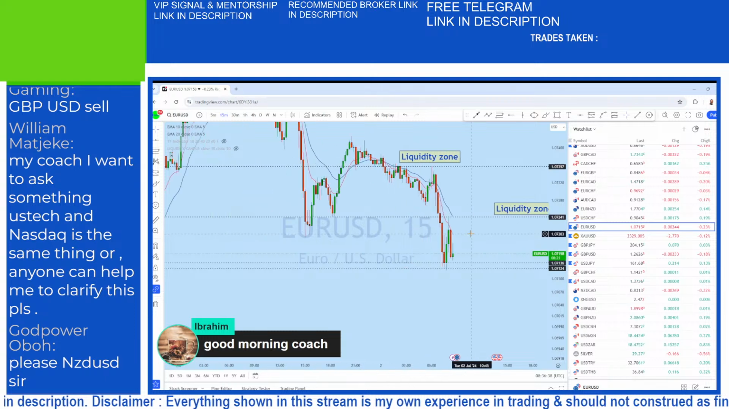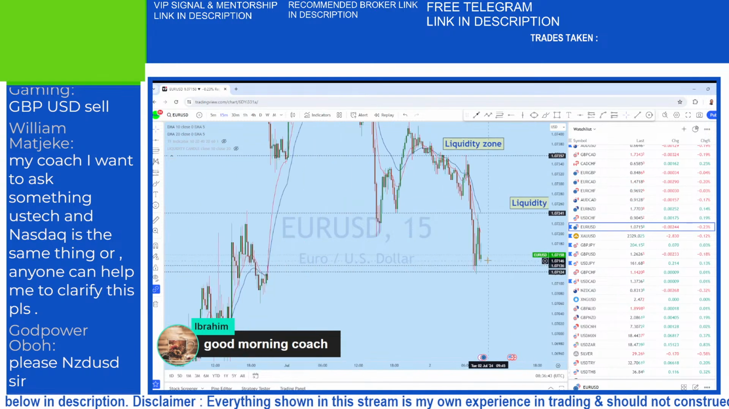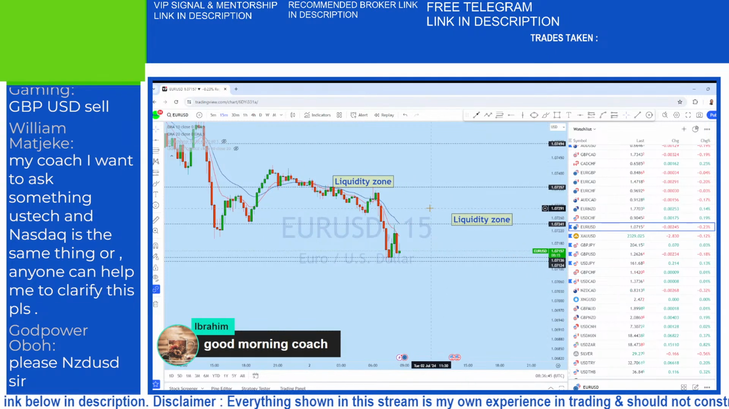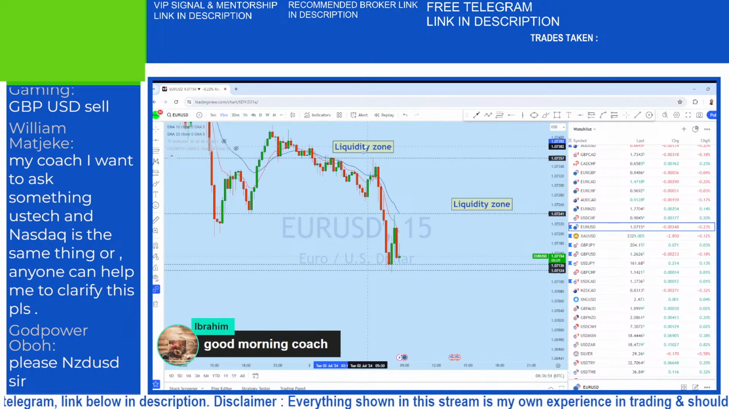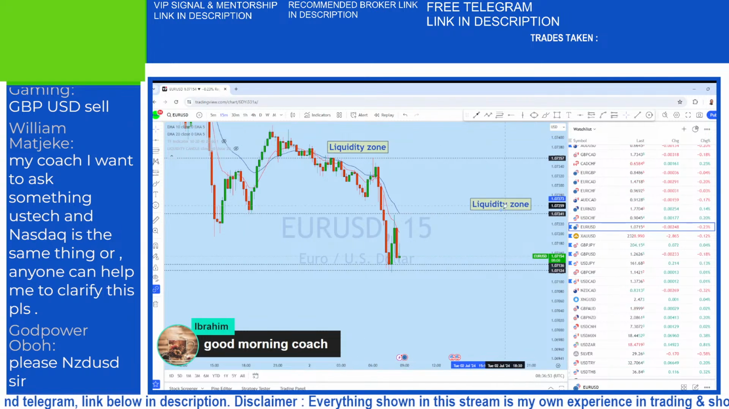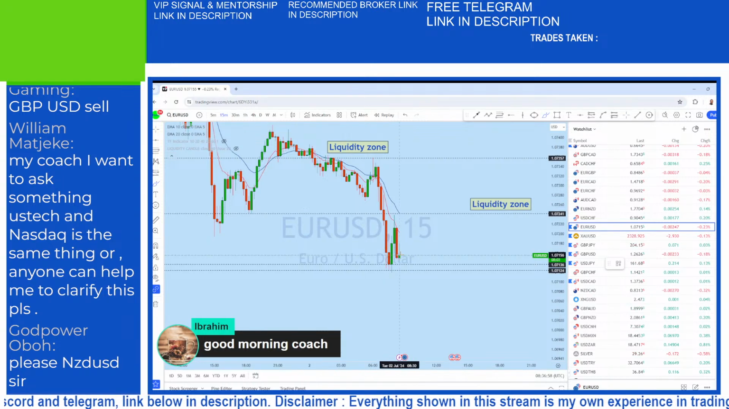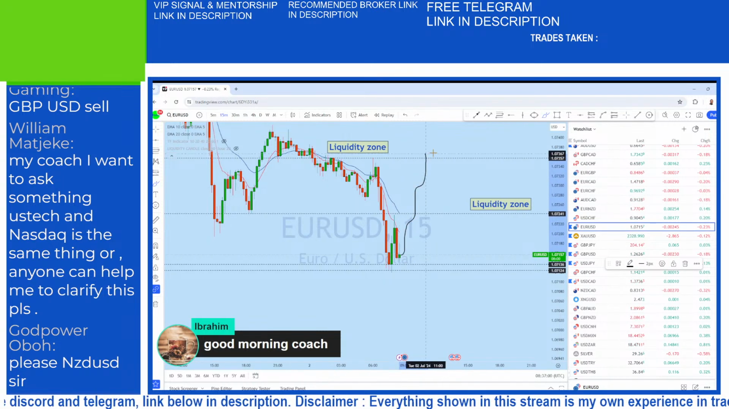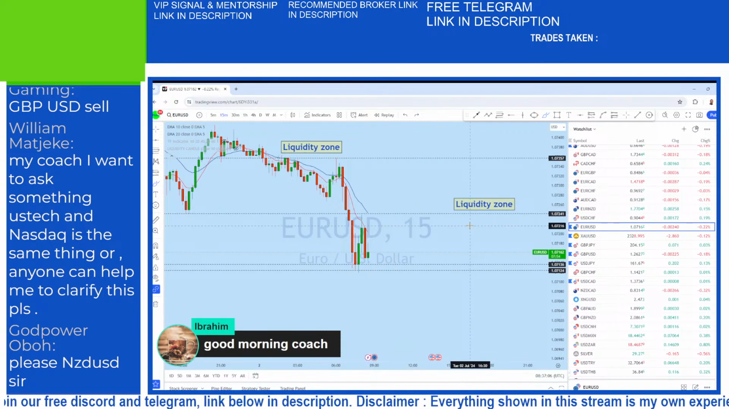Okay, now here, resistance turning support, important level. Pretty important liquidity zone. Also, this one is a liquidity zone, expecting EUR/USD to go ahead and hit that liquidity zone, which is very important. Let's see how far it is going. Based on that, we will be looking for entry opportunities.